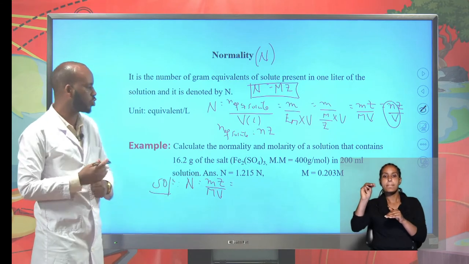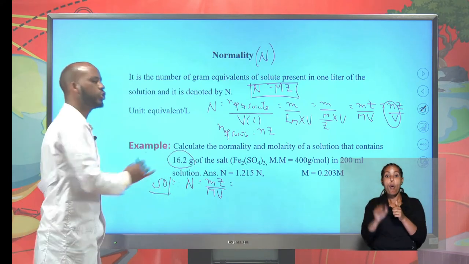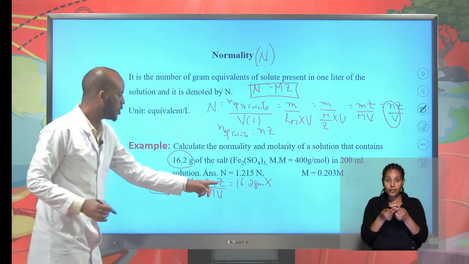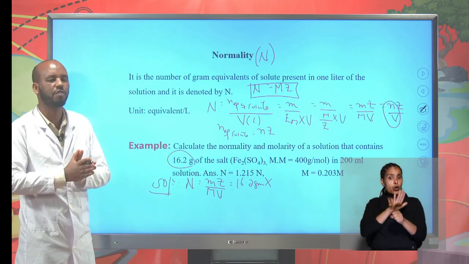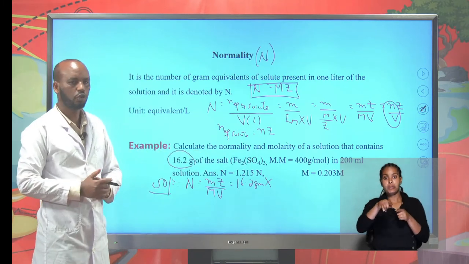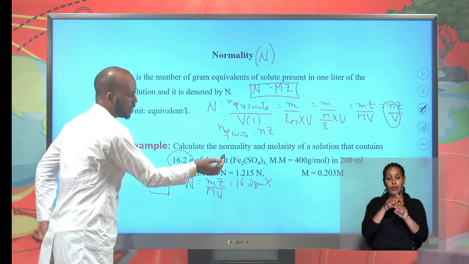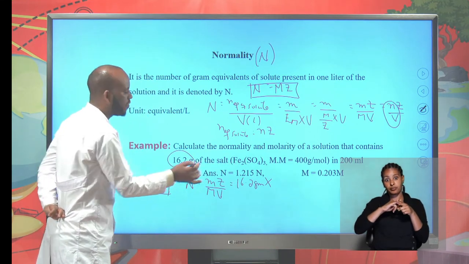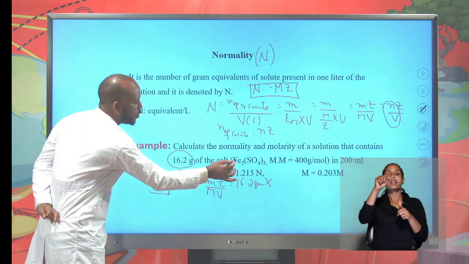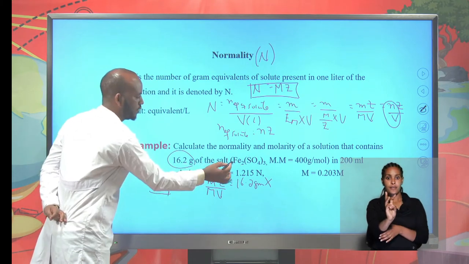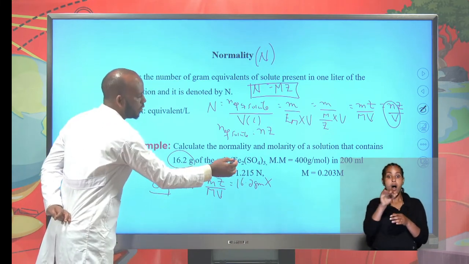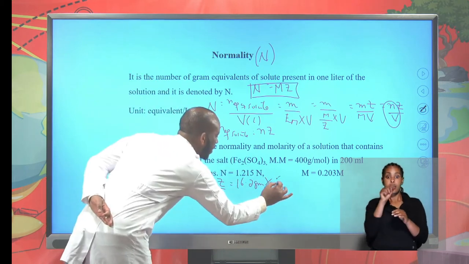Small m is mass of the solute, which is 16.2 gram, times Z. For a salt, Z is total positive valence. The salt is iron sulfate. Total positive valence of iron: its valence is plus 3. Here we have two iron atoms. Therefore, total positive valence is 6. For one iron, the valence is 3. For two iron, the total is 6. Therefore, 6 equivalent per mole.